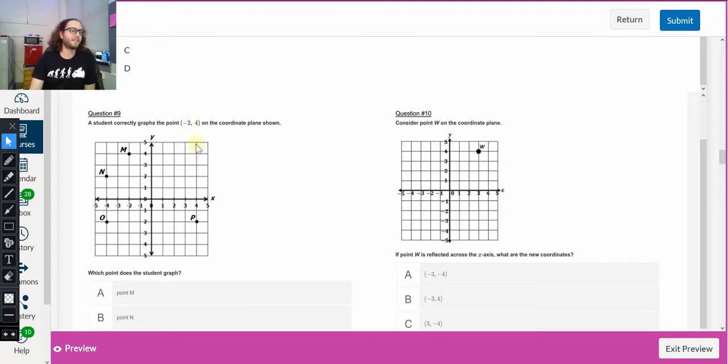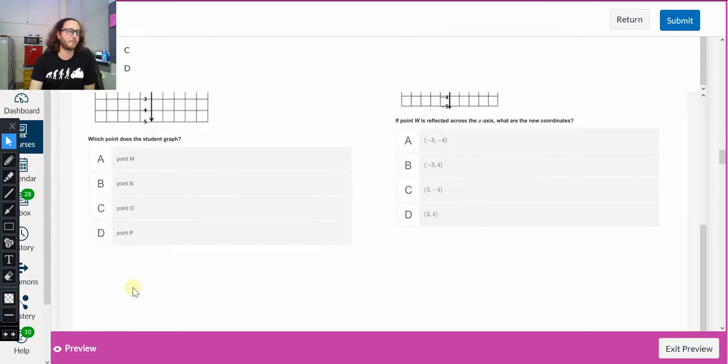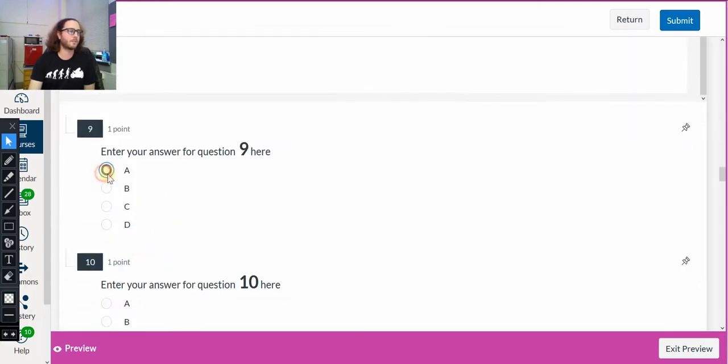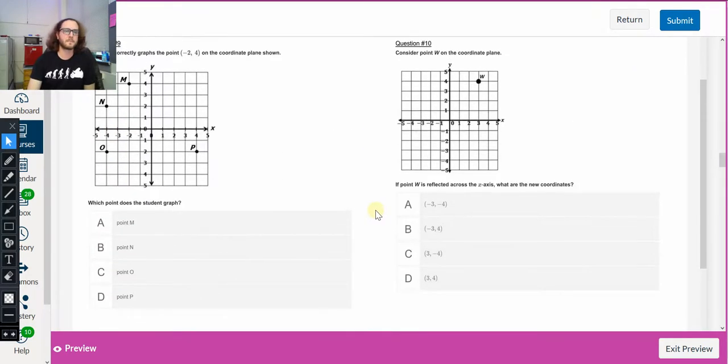For number 9, it's asking which coordinate is negative 2, 4. Well, this one should have been relatively easy. You just go 2 to the left, and then 4 up, which would have been M for number 9. So A for 9.